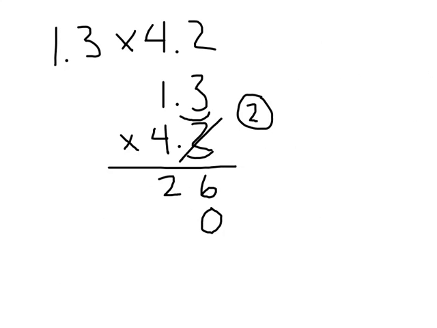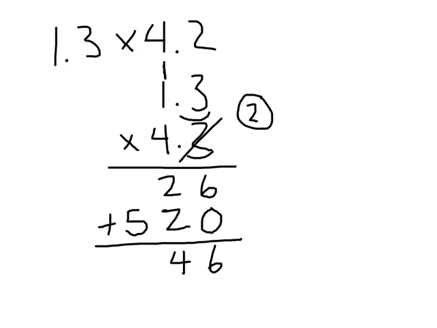What's 4 times 3? It's 12. What's 4 times 1? It's 4. Plus 1 more is 5. Now I can add my partial products. 6 plus 0 is 6. 2 plus 2 is 4. And I have 5. Now, I said 2 digits needed to be behind the decimal. So, how would I write this answer? 1 and 3/10 times 4 and 2/10 is 5 and 46/100.